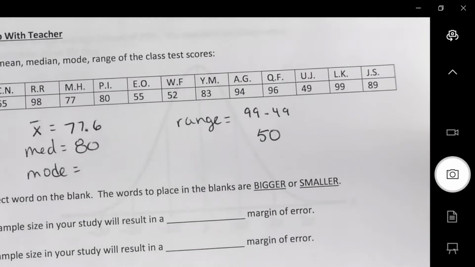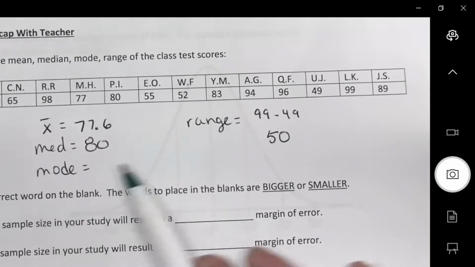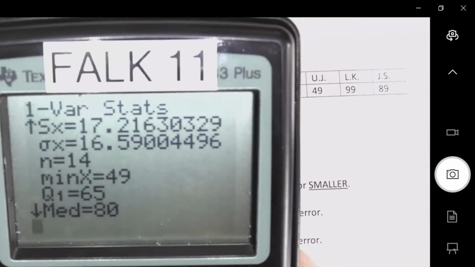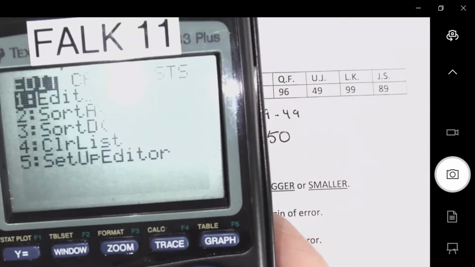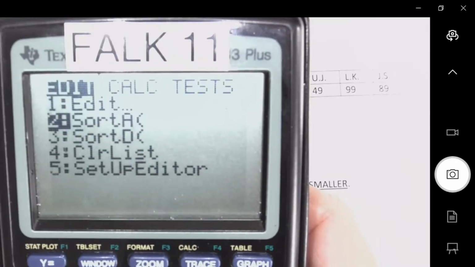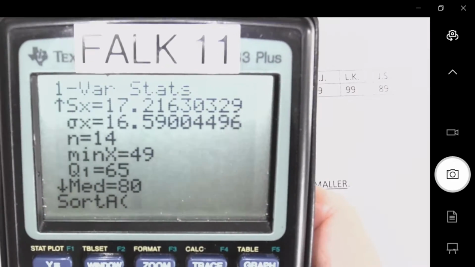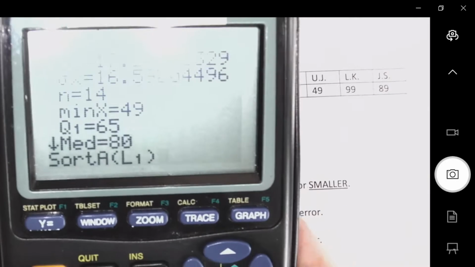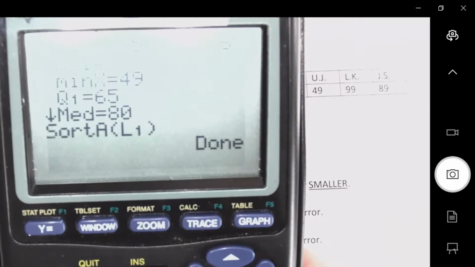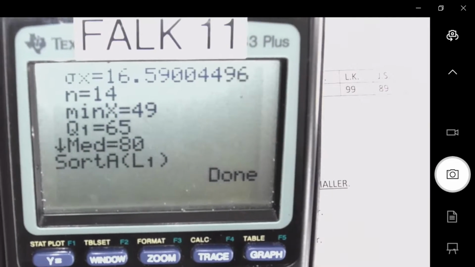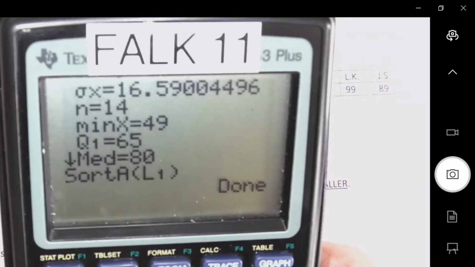Okay, for mode, if you want, you can just look on your paper to see if you can find any. It's easy if you have a few numbers, but if you have a lot of numbers, this is what we're going to do. Stat. I'm going to sort. It doesn't matter. I'll go sort ascending. L1. So sort A, L1, enter.